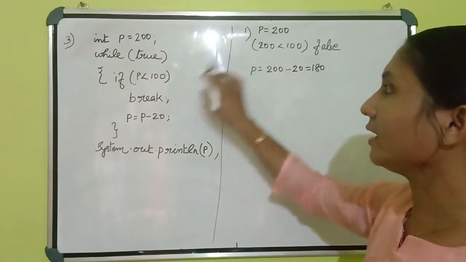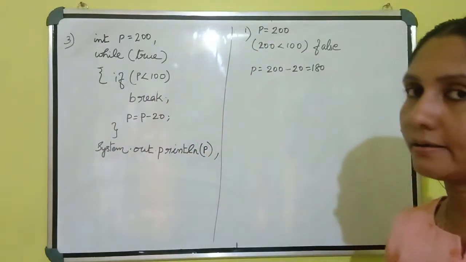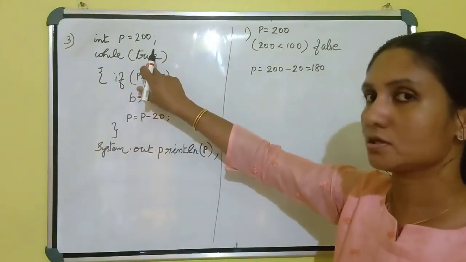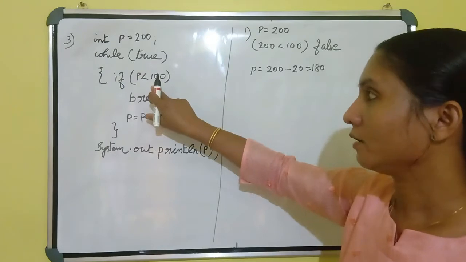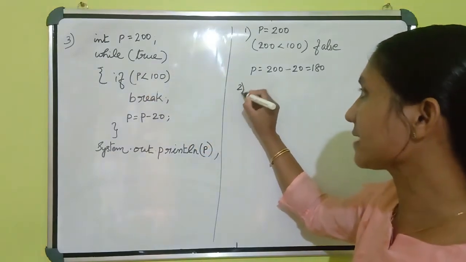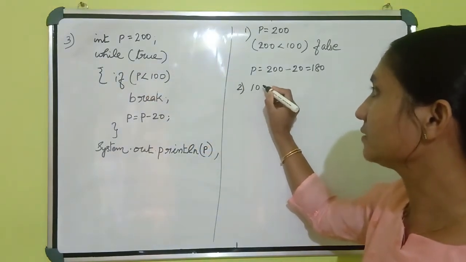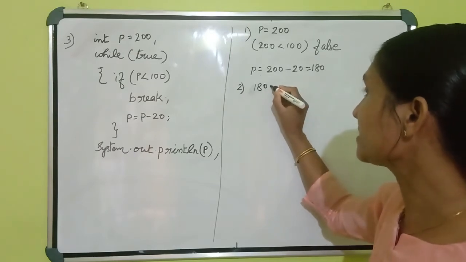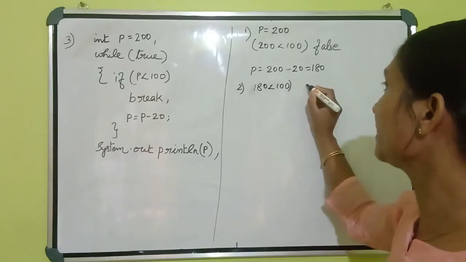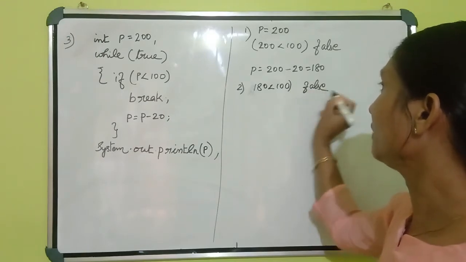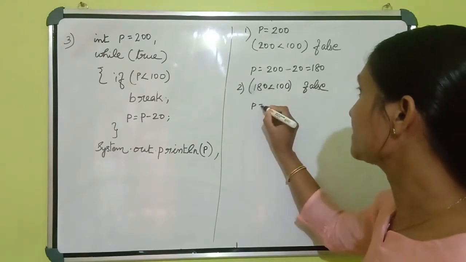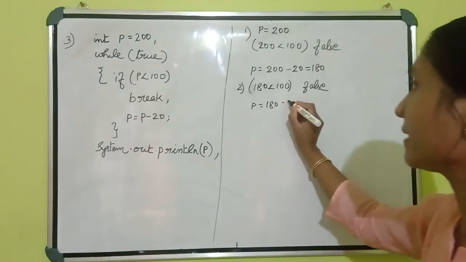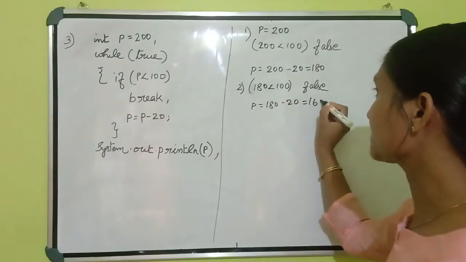Again it will check the condition. The while condition is true, so go inside. Second time, the value of p is 180. 180 less than 100 is also false. So p is 180 minus 20, and you will get 160.